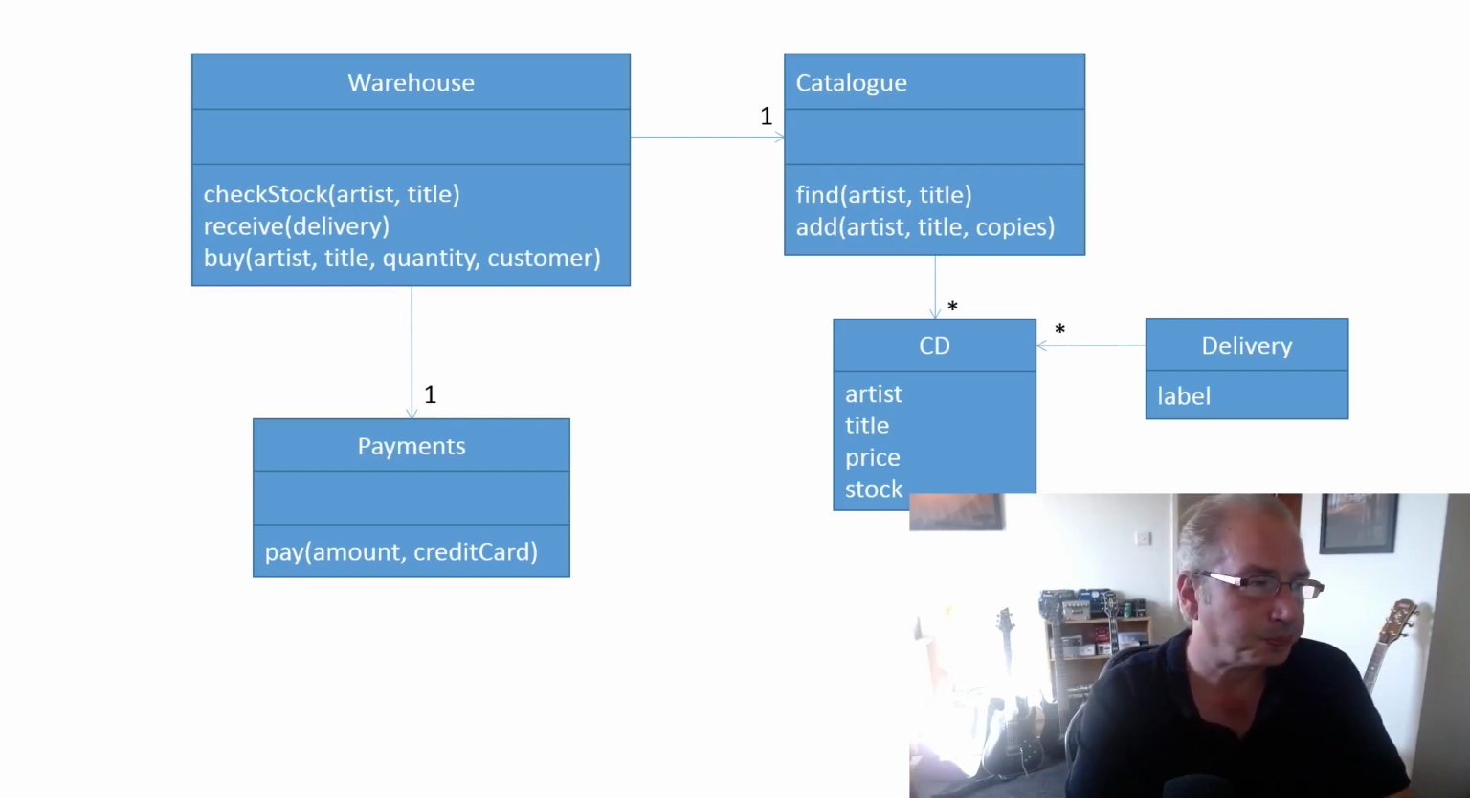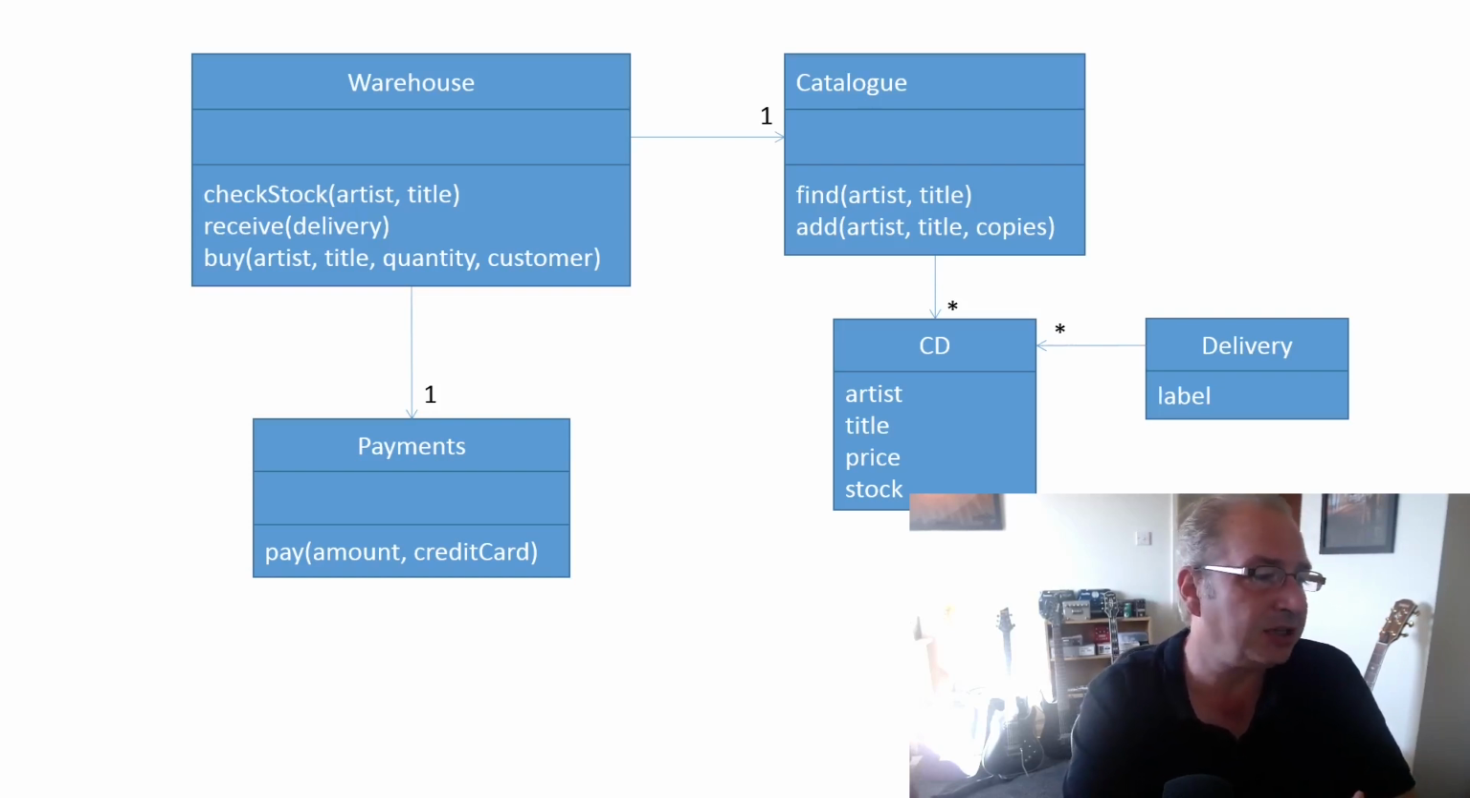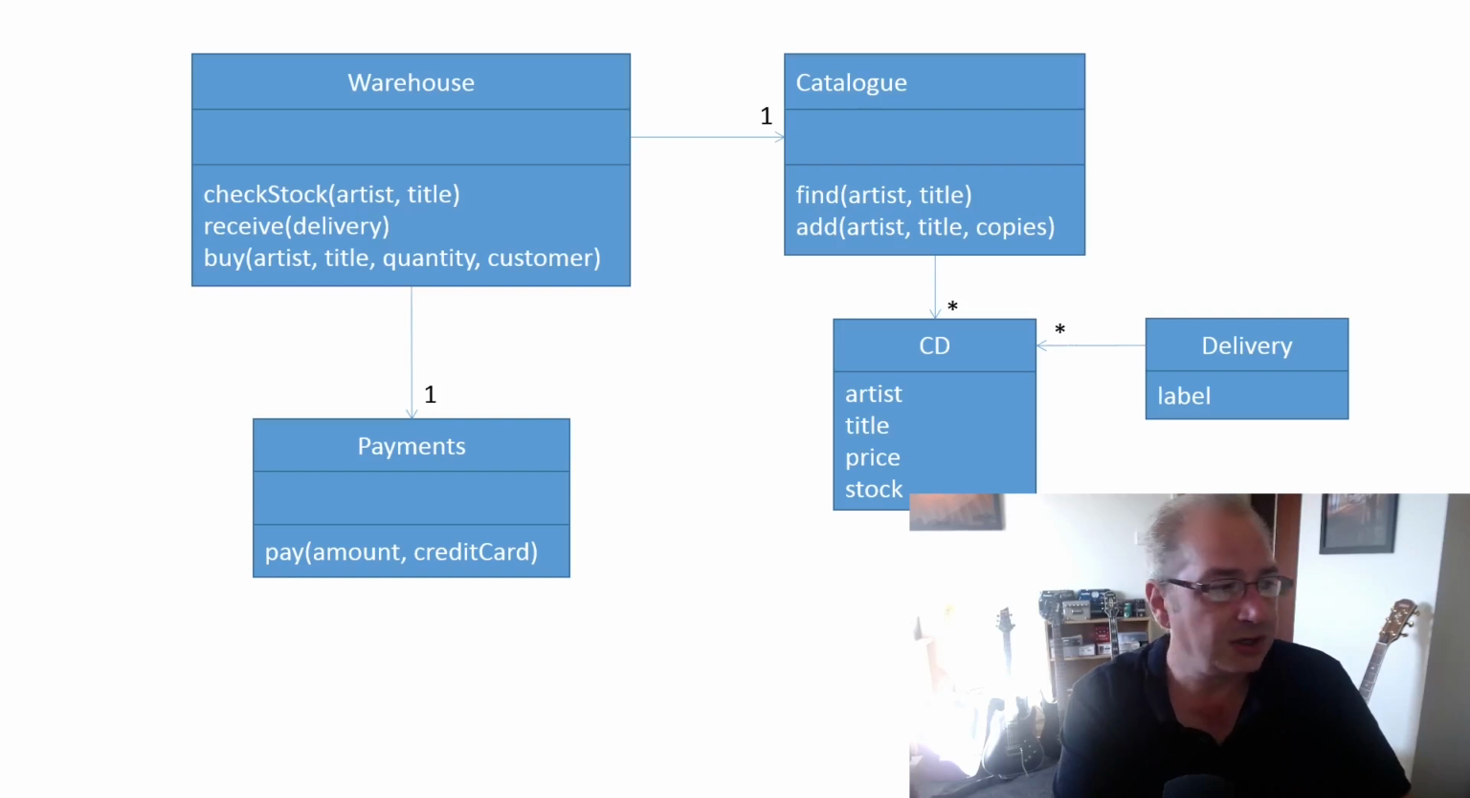So we've got a warehouse that has a catalog. You can check the stock in the warehouse. The warehouse receives stock, and we can buy CDs through the warehouse. So that's kind of the entry point to our logic there. The warehouse has a catalog of CDs that we can search, and we can add stock to that catalog when we receive them from the labels, when we receive deliveries. And we also have an interface there for processing payments with some kind of external payment provider. So we think that will satisfy our design.